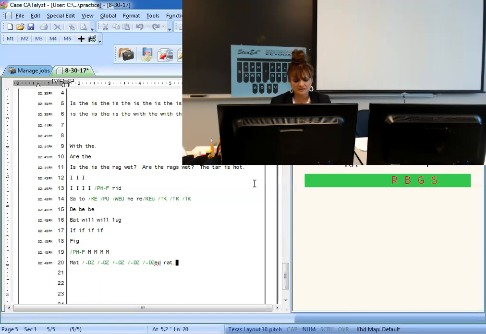Red cart. Hot car. Hot stuff. Wet spell. Sharp rod. Hot stuff.